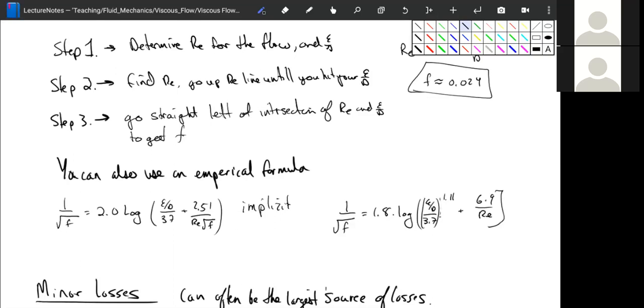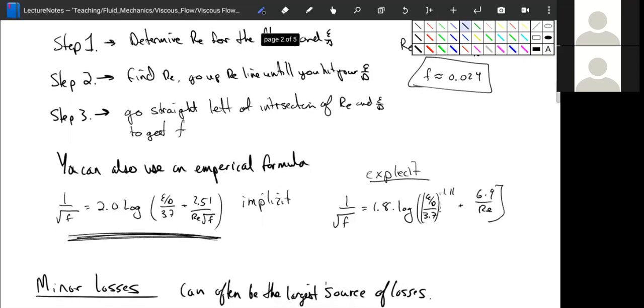These are empirically found formulas, right? So both of these are empirically found. There's really no way to derive them. You just do lots of experiments and then fit these equations to them. And like I said, this is explicit, so you don't have to solve it iteratively. You can just plug it into your calculator, but it's less accurate. And this is actually the formula that's used on the Moody chart to produce all those curves on the Moody chart. So you're welcome to use either one.